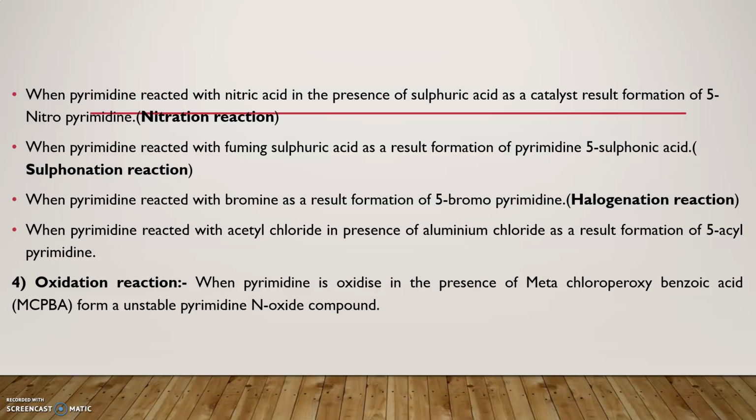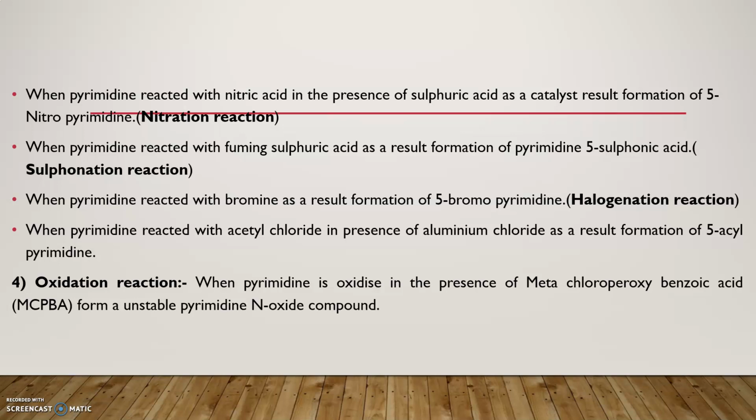The second electrophilic substitution reaction of pyrimidine is when pyrimidine is reacted with fuming sulfuric acid. There is formation of pyrimidine-5-sulfonic acid. That is also called the sulfonation reaction of pyrimidine. When pyrimidine is reacted with bromine, formation of 5-bromopyrimidine takes place. That is also called the halogenation reaction of pyrimidine.